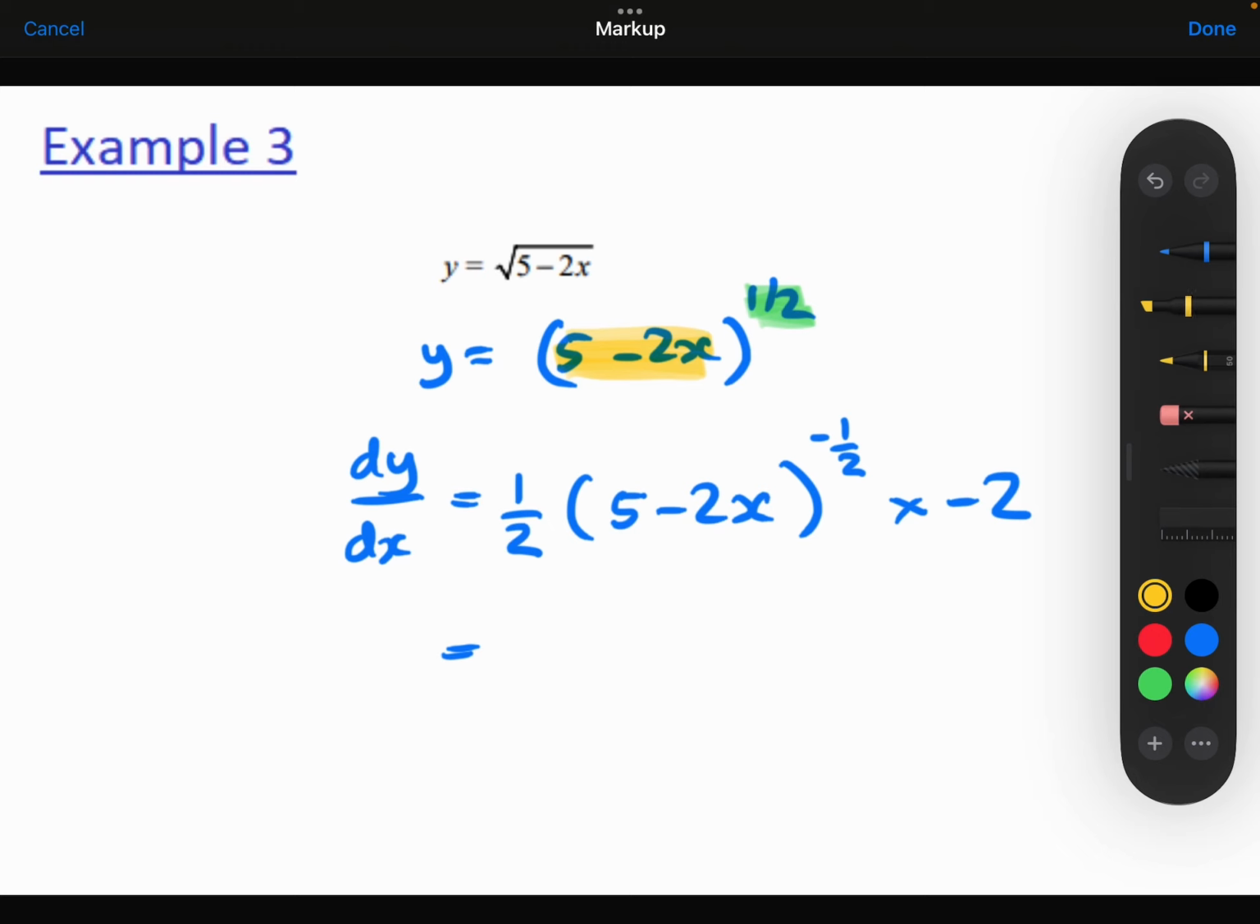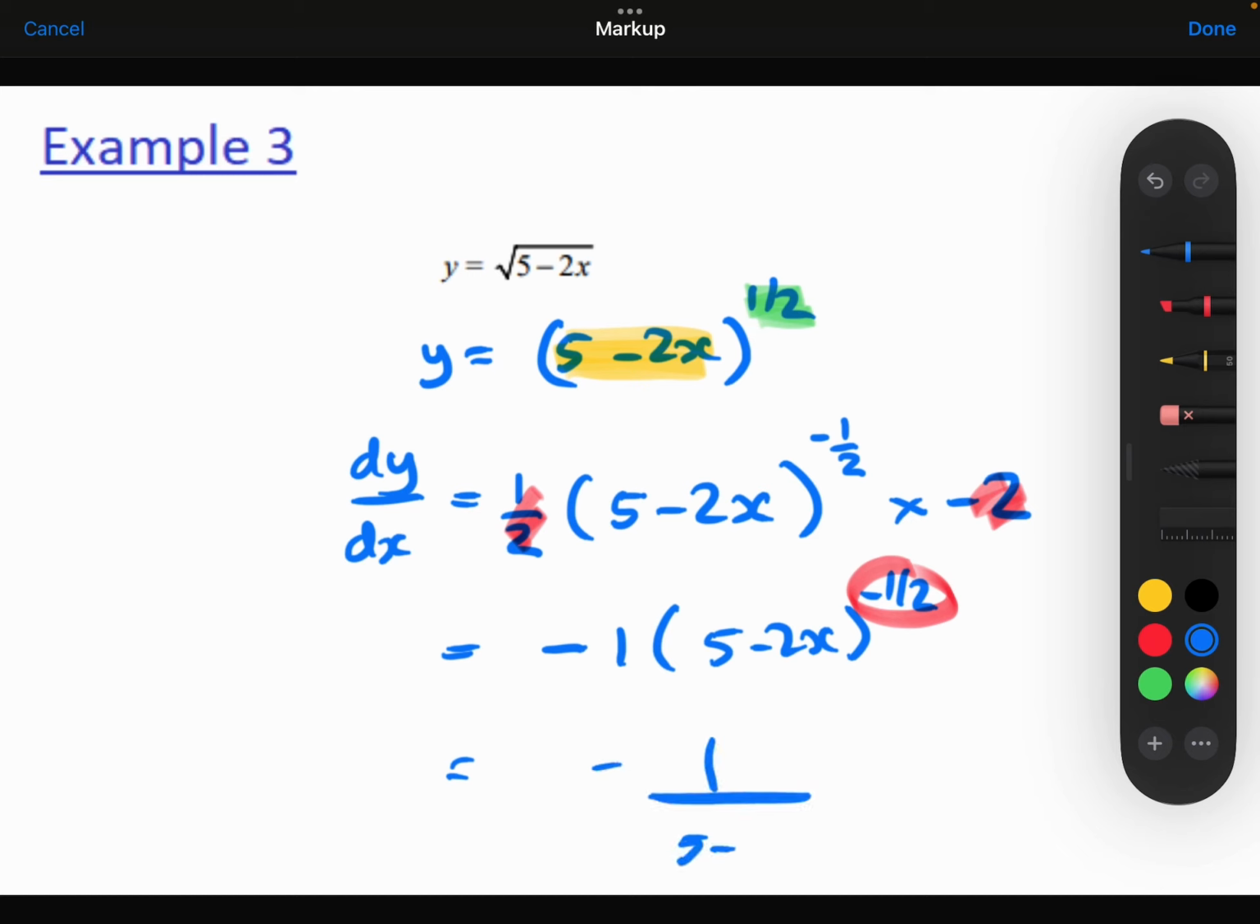And then we can simplify that a little bit, because the half times the minus 2 is minus 1. And then this minus 1/2 power means that I can actually rewrite that on the denominator like this. Or alternatively, the half power means square root, so I could rewrite that like that if I wished.